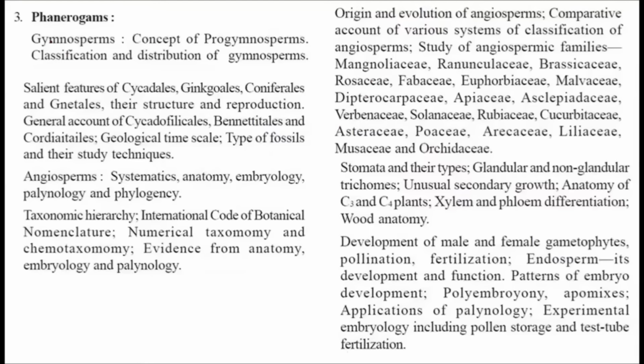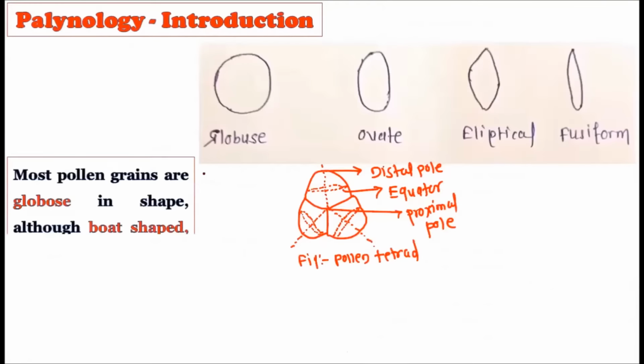Okay, so we are dealing with paper 1 and chapter number 3, that is the phanerogams, in which we have to study the gymnosperms as well as the angiosperms, and we are here at palynology. Okay, in the introductory lecture we saw palynology. Now in the second lecture we will discuss the pollen grain.